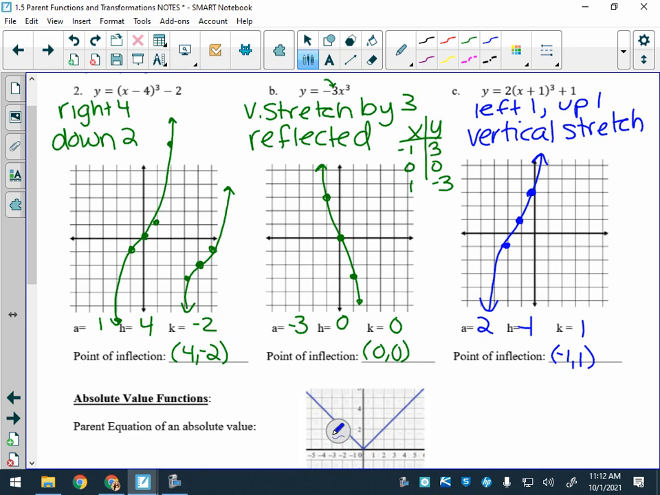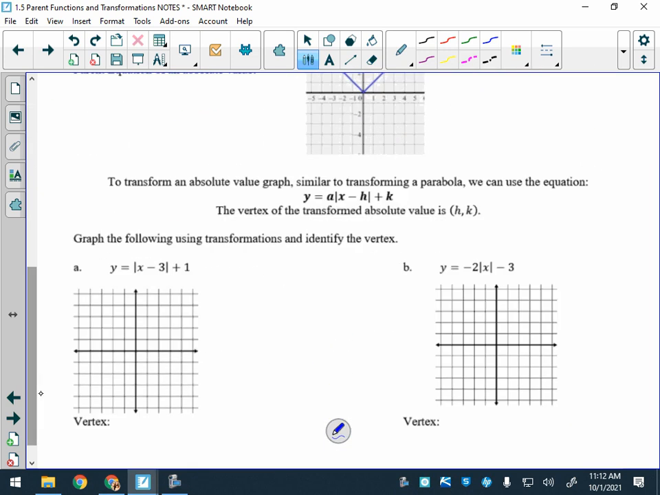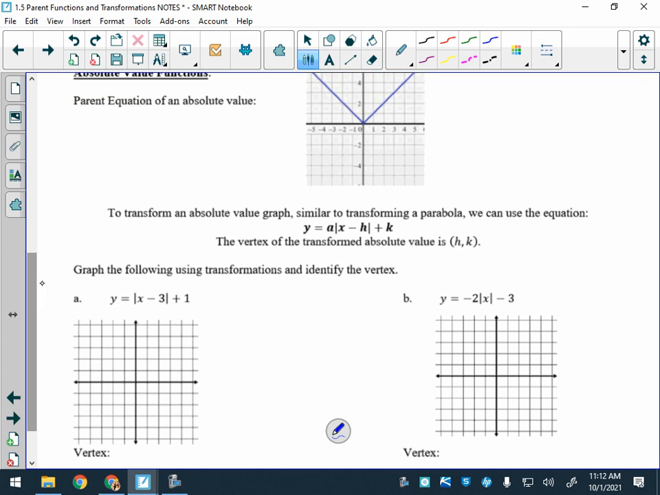All right, the next graph is our absolute value function, probably the most basic function that we have, because the A value acts like the slope, okay? The A value acts like the slope. And our vertex, very similar to quadratics, our vertex is HK, okay? Our vertex is HK. So we're just going to jump right into this for absolute value.